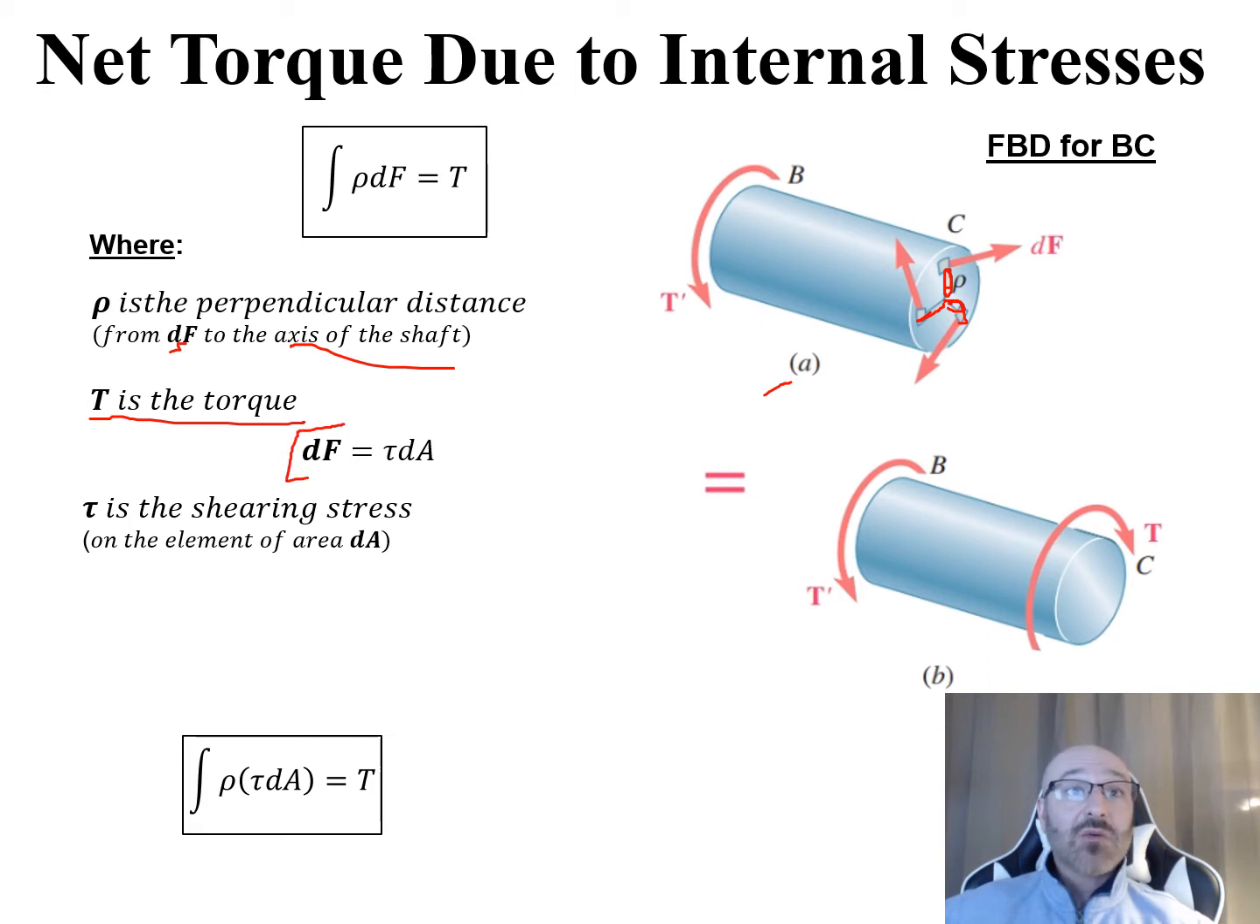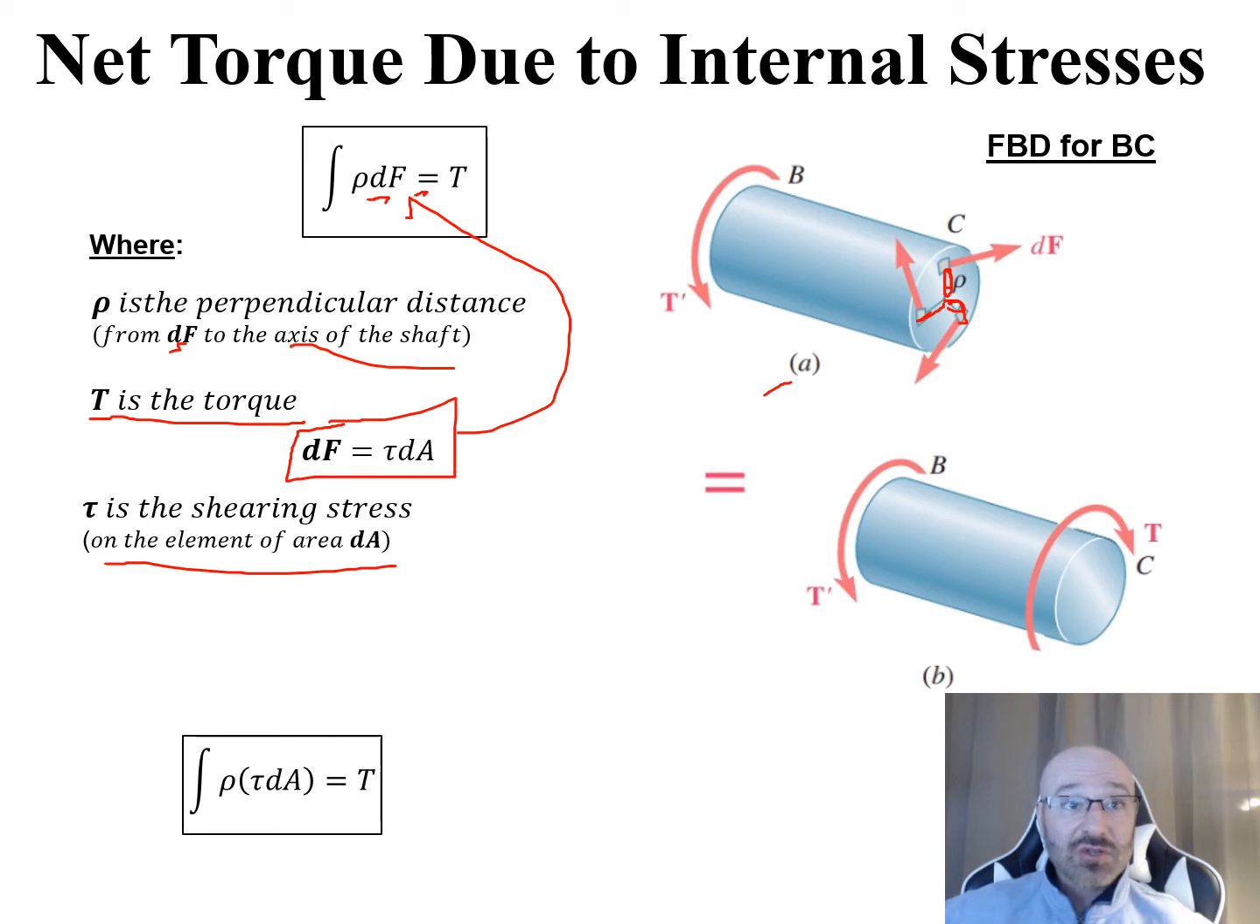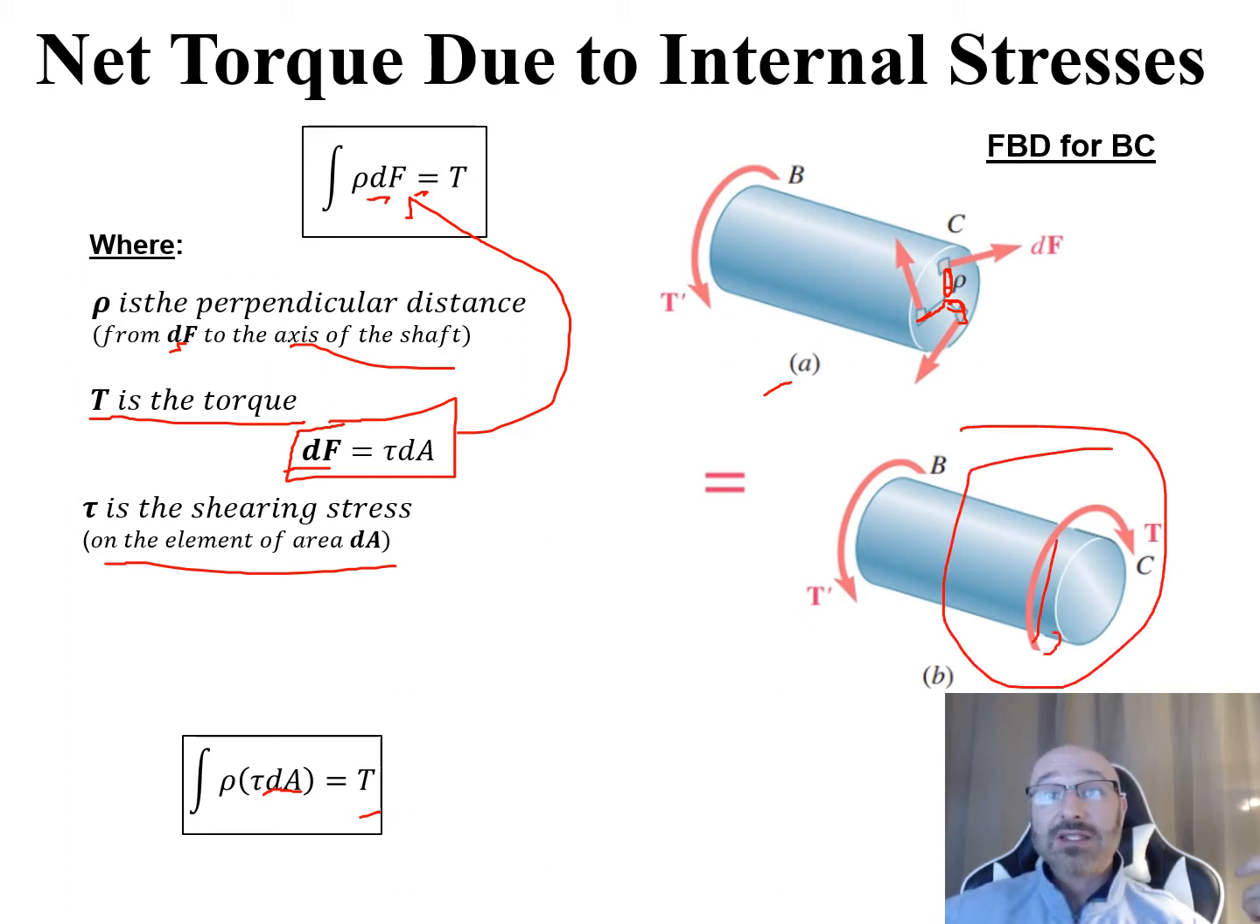Recall we have this relationship: dF is equal to tau dA, where tau is the shearing stress on the elements of area dA. So that can relate to our dF. We can plug this tau dA in for dF in that equation. Then we have the integral of this perpendicular distance rho times the internal shearing stress tau times that area dA, equal to T, our torque. That's how we sum up all of those little dF elements based upon the shearing stress in order to get the torque we're seeing at the end at C.